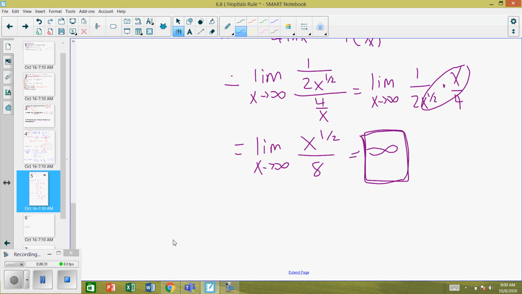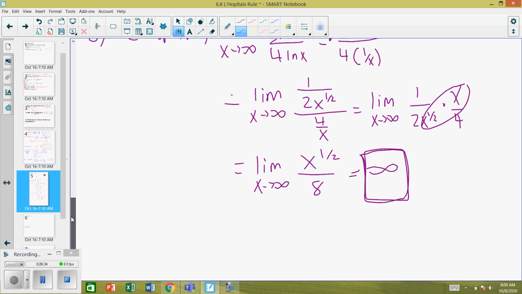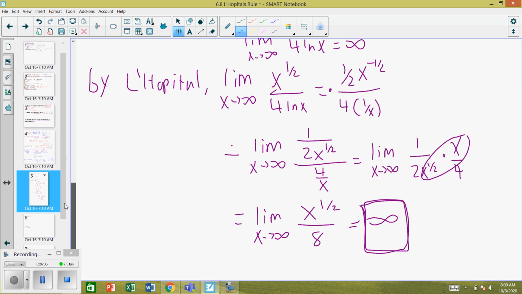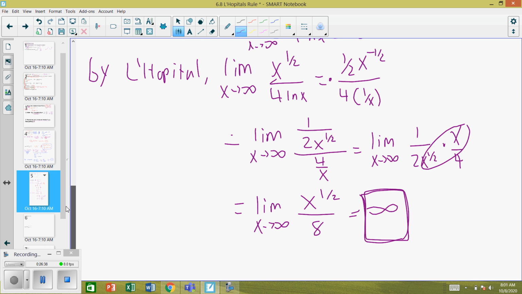But we showed it algebraically, we showed it mathematically with L'Hopital's rule. But we had to do it twice here. And the simplifying in between was kind of the annoying part. But again, that's okay.